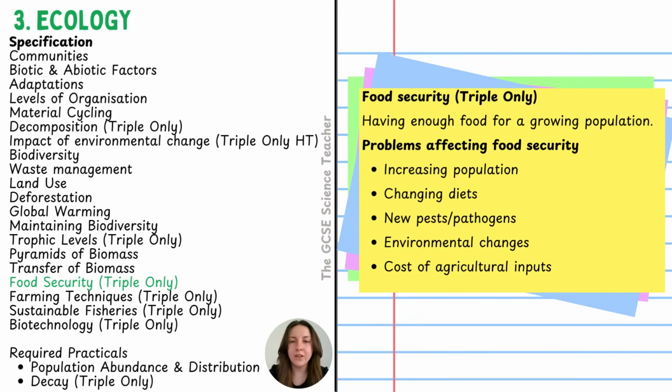Food security, triple science only. The next few topics are triple science, so feel free to skip ahead to the required practicals. Food security is having enough food for a growing population. Problems affecting food security include increased population, changing diets, new pests or pathogens, environmental changes, and cost of agricultural inputs.